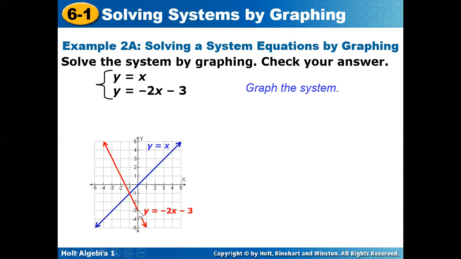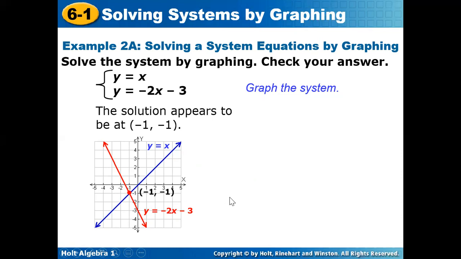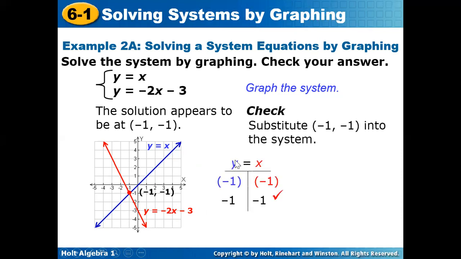Or you can do +2 over -1 because it works both ways. So you go rise 2 over 1 because you're trying to get in here, and you see that this point of intersection, you think it's -1, -1, but you can't quite be sure. So you can substitute it into the systems to see if it works.